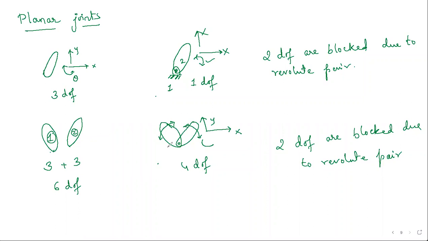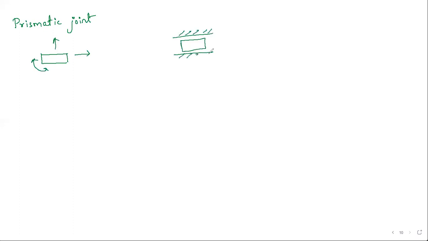Done. So now we are going to talk about the prismatic pair. Due to a prismatic pair, how many degrees of freedom are blocked? So I will write down prismatic joint. Now due to a prismatic joint, how many are blocked? First, initially, nothing is connected in a plane. It can move in this direction, it can move in this direction, it can rotate. Now I have constrained it, right? I have constrained it. So it can only slide.